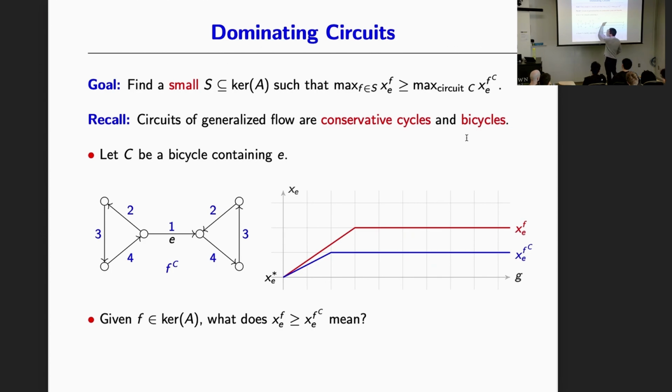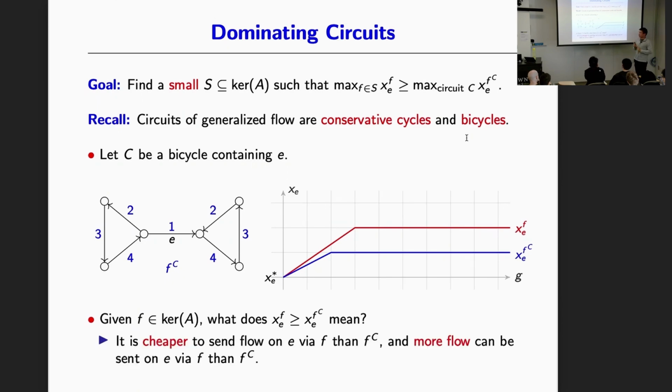Now for this increasing piece, remember I said that the steeper the gradient, the cheaper the cost is. So the red curve is steeper, so it means that it's cheaper to send flow on E via F than via the circuit C. So that's what it means to dominate. It means for vector F to dominate a circuit C, there are two criteria: the cost of sending the flow and what's the maximum amount of flow you can send.